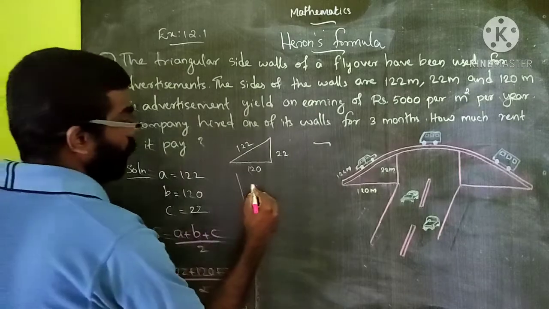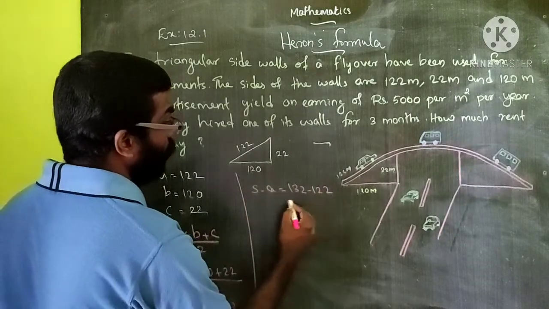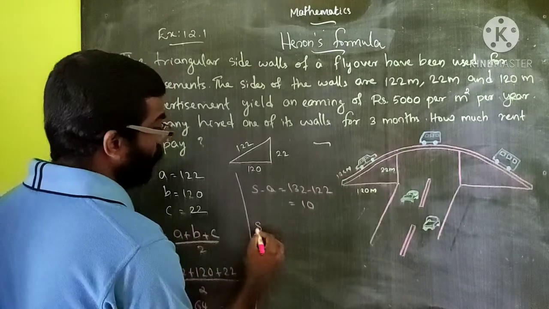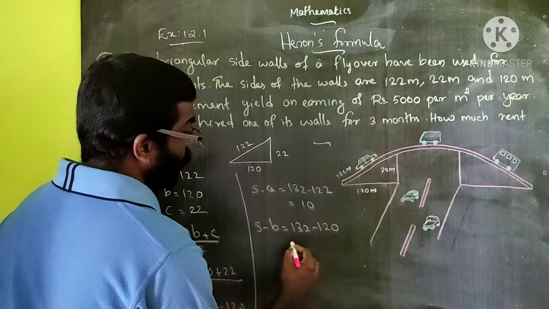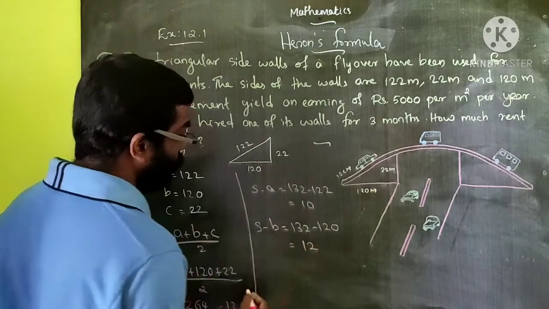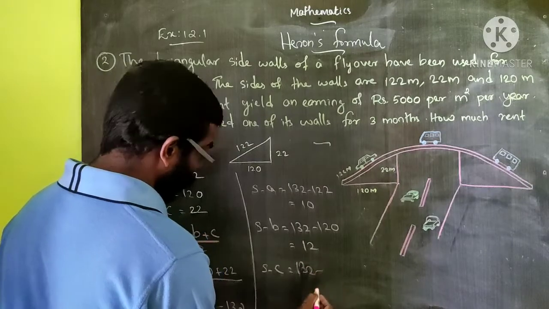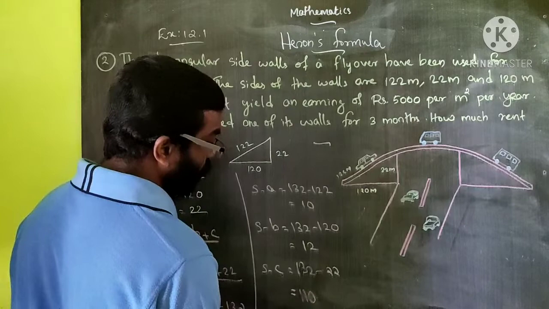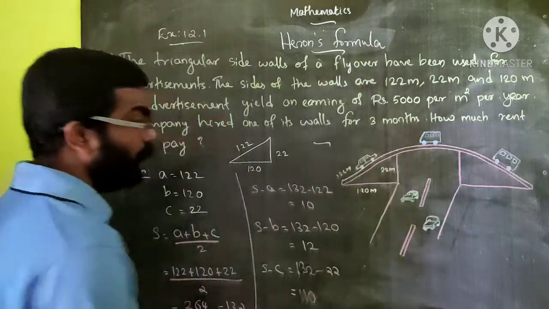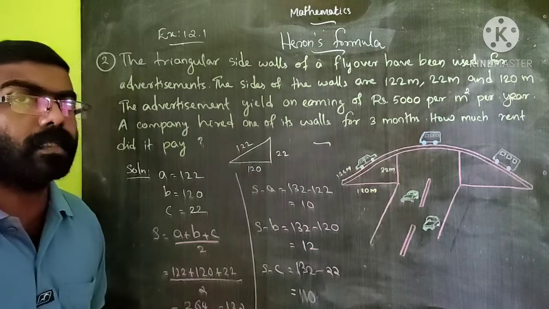Now we can find S minus A. S minus A is equal to 132 minus 122, which gives 10. S minus B is equal to 132 minus 120, which gives 12. And S minus C, 132 minus 22, which is equal to 110. Okay, these are the values of S minus A, S minus B and S minus C respectively.